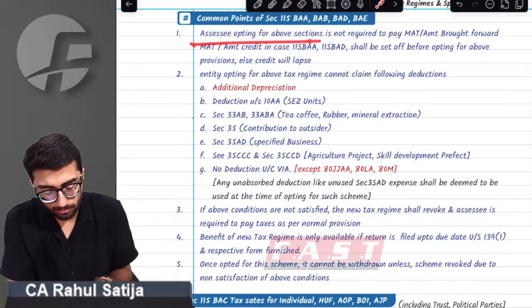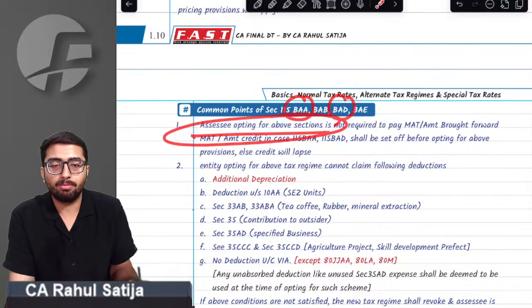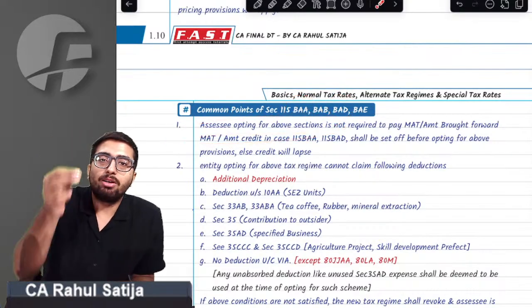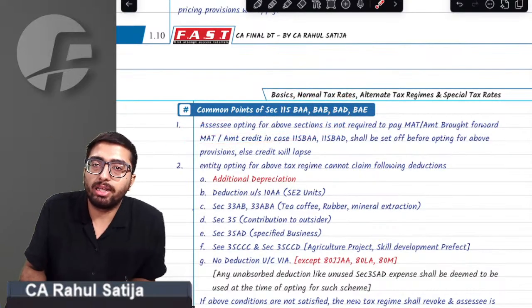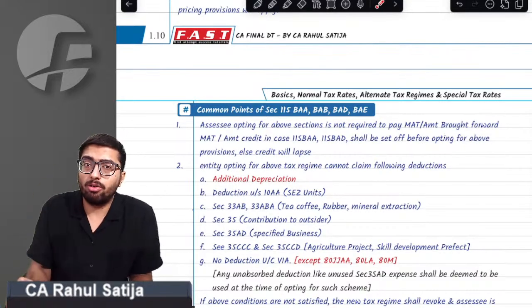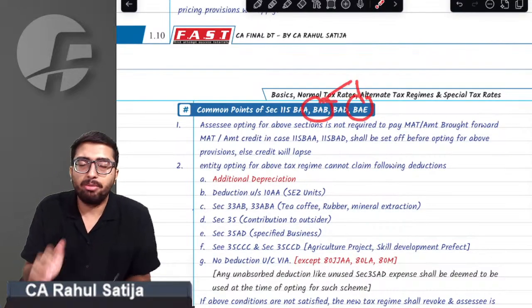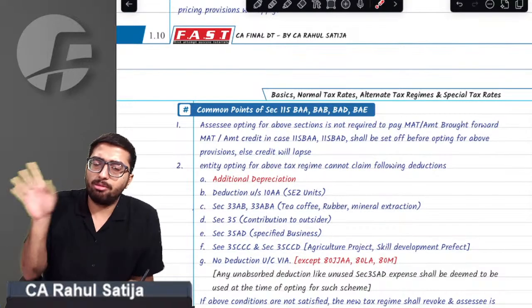Provision says if you are opting for 115BAA or BAD, then you are not required to comply with MAT or AMT. Any brought forward credit will lapse. Any brought forward MAT or AMT credit will lapse. And also, sir, for 115BAB and BAE, no MAT provisions apply, no AMT provisions will apply.